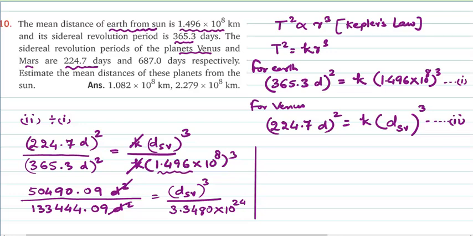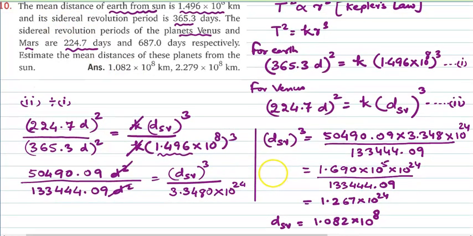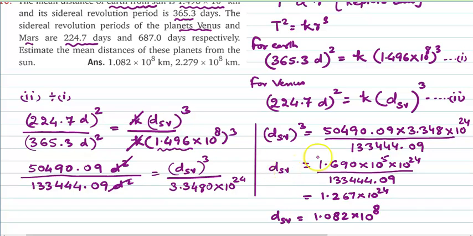So what I am going to get now, distance between Sun and the Venus whole cube must be equal to 50,490.09 multiplied by 3.348 into 10 to the power of 24. Please make sure your calculators are in scientific mode. Divided by 133,444.09. Can we solve this, please? So I have done all the basic mathematics in the calculator itself, and you can check it with your calculation.